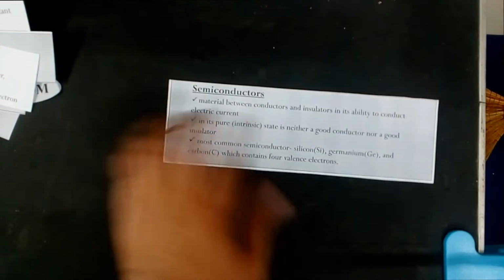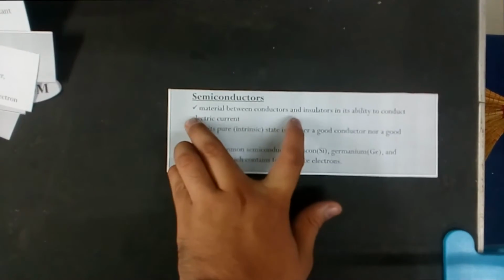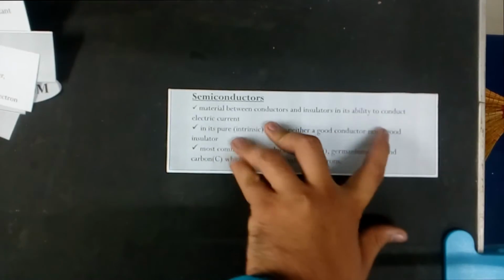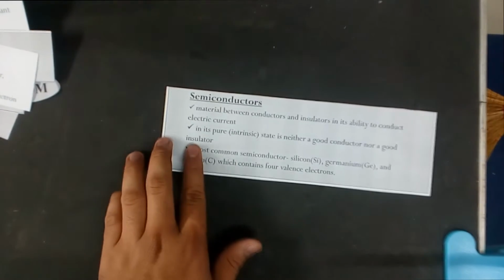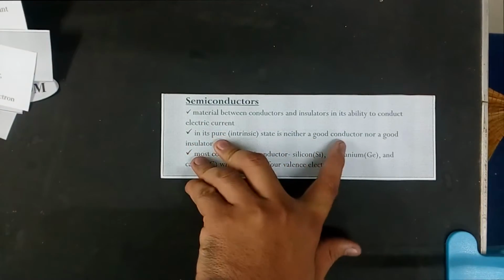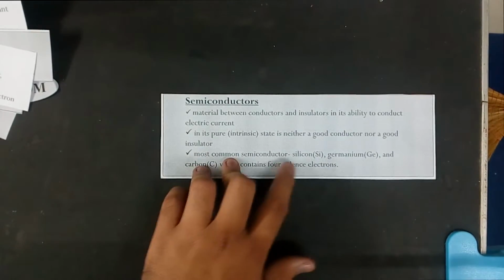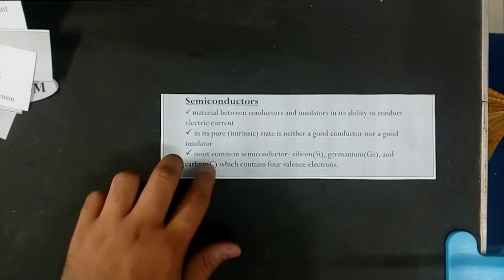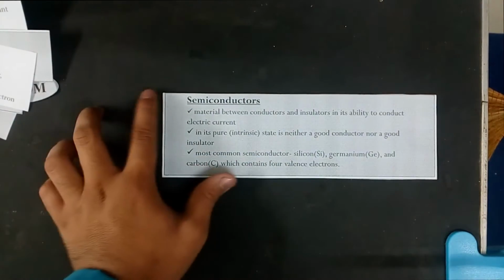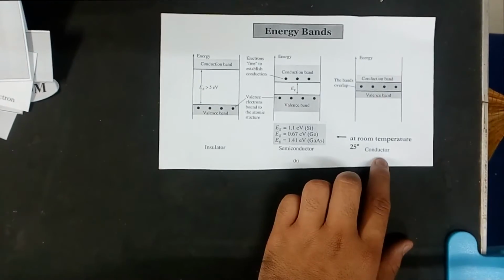The next one is semiconductor. Semiconductors are materials between conductor and insulator in their ability to conduct electrical current. In the pure, also known as intrinsic, state, they are neither a good conductor nor a good insulator. The most common semiconductors are silicon, germanium, and carbon, which consist of 4 valence electrons. Next, we move forward to the energy band diagram for insulators, semiconductors, and conductors.